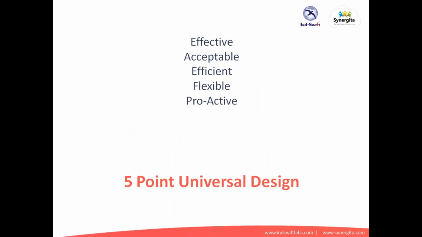This is a 5-point universal design system. All the organizations implementing a performance management system will be focusing on having a performance management system that well incorporates these 5 aspects. Your PMS should be effective, acceptable, efficient, flexible, and proactive. This is the basis of every performance management system. It may be a manual, cloud-based or synchronized performance management system, or whatever. You may be in IT, you may be in manufacturing, but your PMS should cover these 5 aspects.